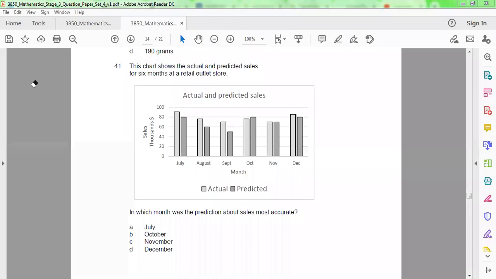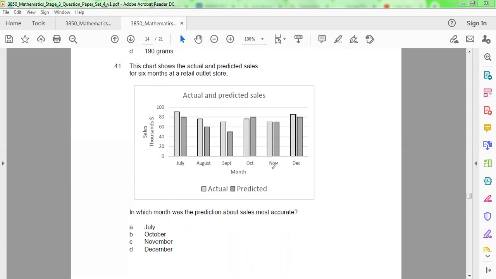All right, so this question here. The chart shows the actual and predicted sales for 6 months at a retail outlet store. The extremely light gray is the actual sales, and the darker gray is the predicted. In which month was the prediction about sales most accurate?